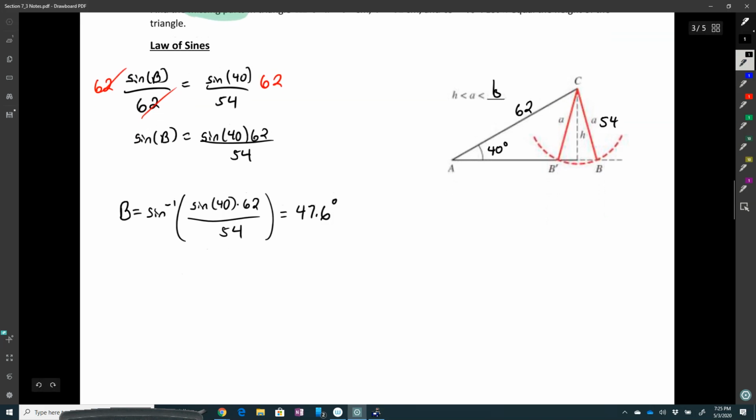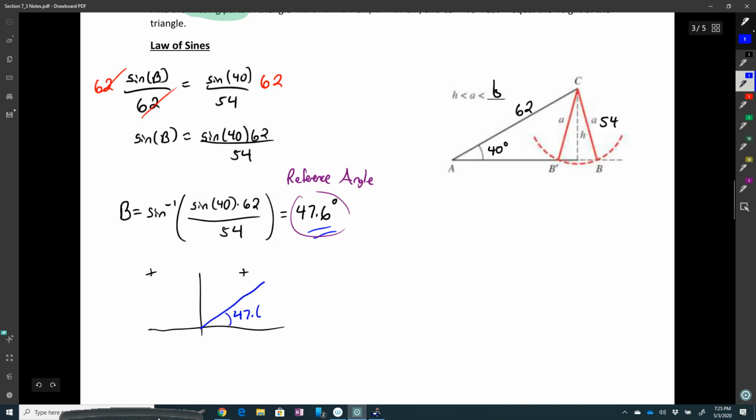So you may be thinking, well, Gilbert, that's only one solution. How do I know that there's two solutions? It's because remember that this is only a reference angle. It's always a reference angle. So there's two places where you can have 47.6. Sine is positive here and here. And so you can have 47.6 this way, or you can have 47.6 this way.